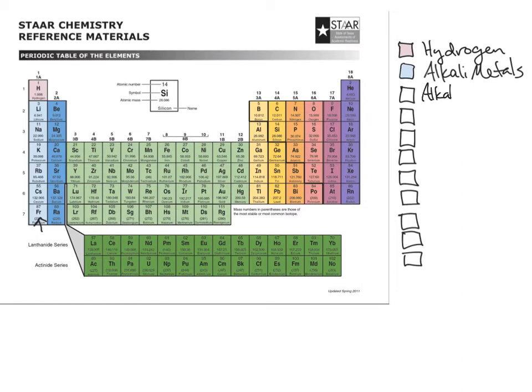Alkaline looks almost the same. Alkaline earth metals. After the alkaline earth metals, which are in group 2, we have the transition metals, which are this big green group in the middle, called transition metals.